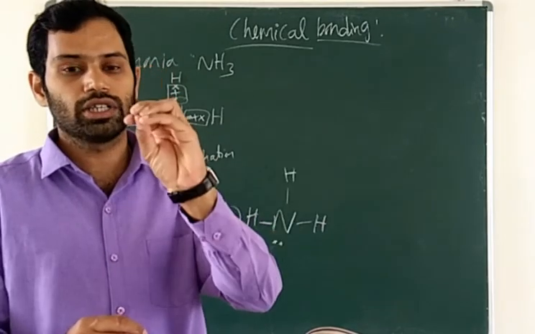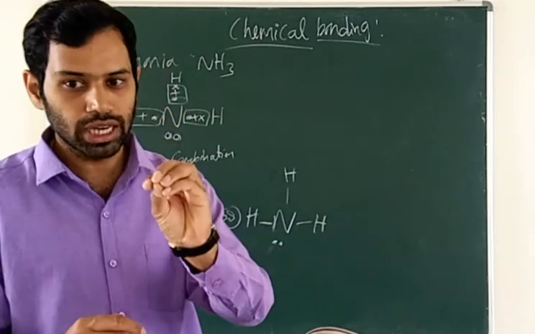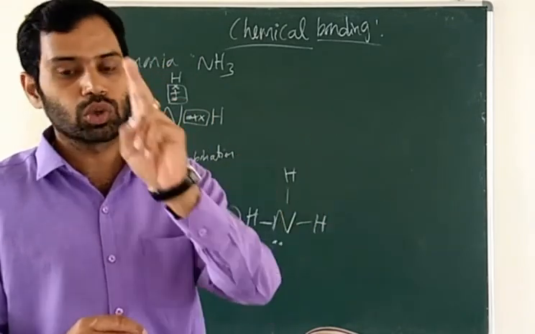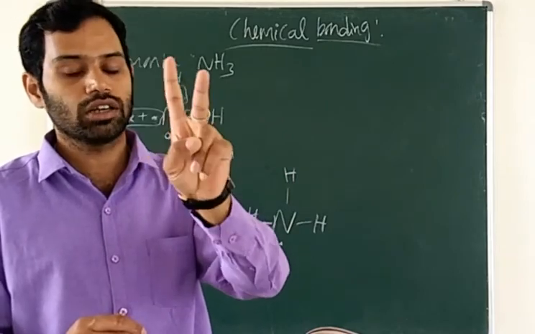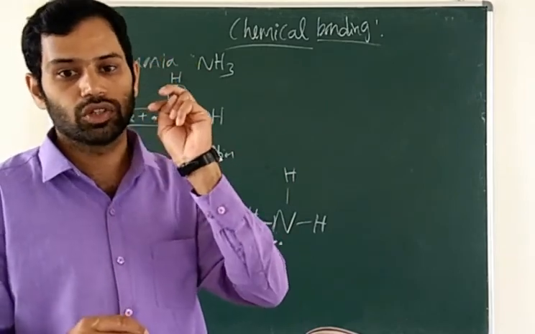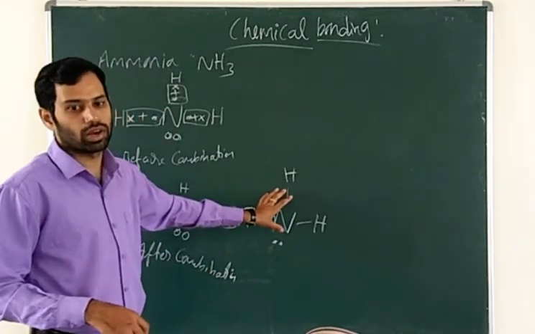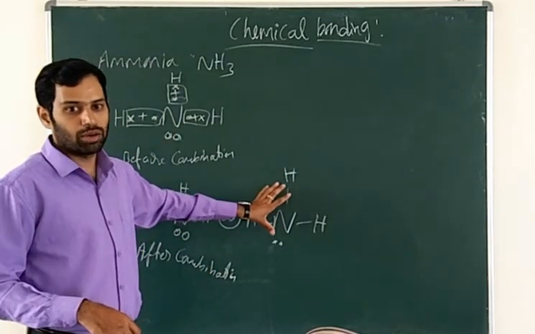So nitrogen has 5 electrons in its outermost shell. Only 3 electrons are going to be shared with the hydrogen atoms. 2 electrons will remain, and these 2 electrons are called lone pair electrons. Now this is the covalent bond structure of ammonia.